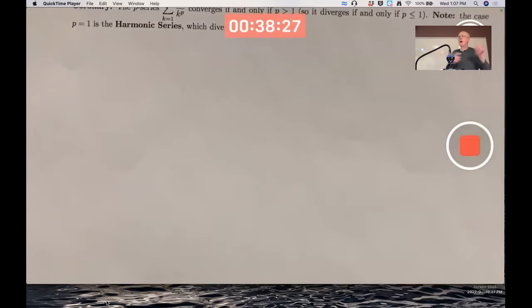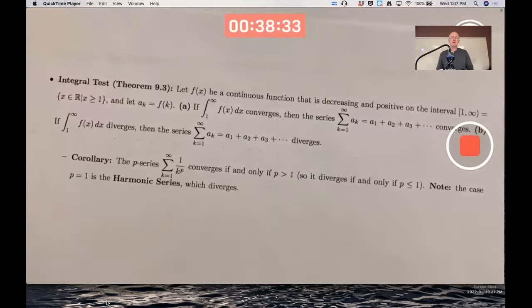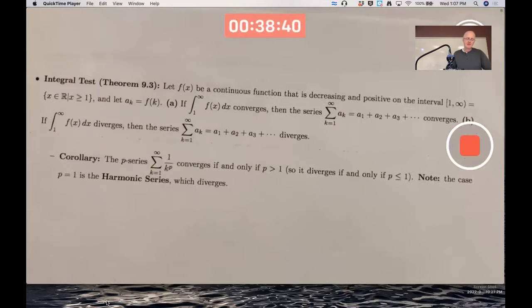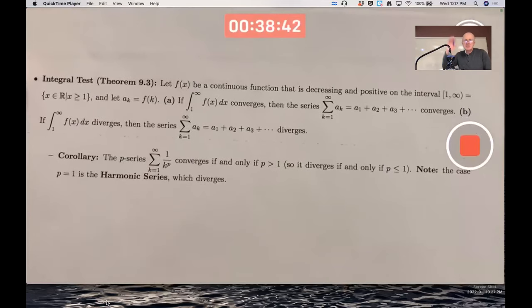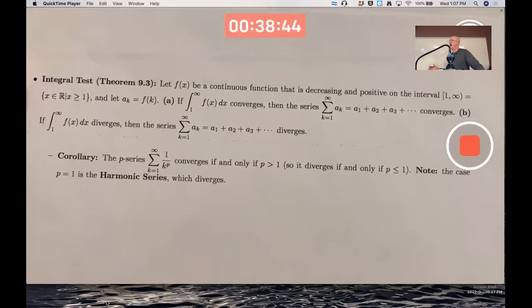I next want to very quickly review the other tests leading up to the ratio test for which we should do more examples. So I don't want to do detailed examples here, but let's just review these other tests and mention some things that could show up on the exam, perhaps.